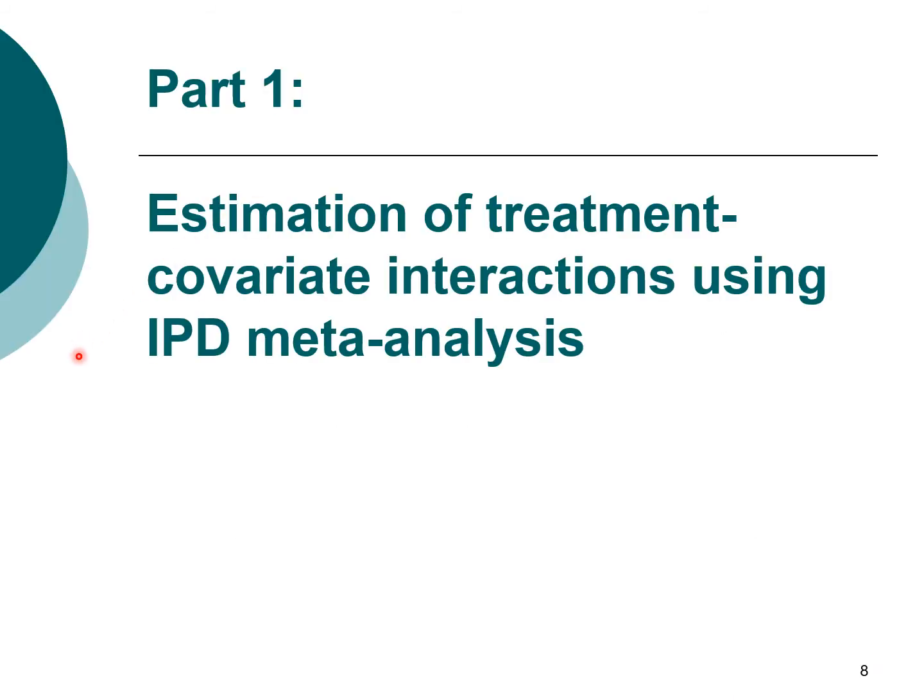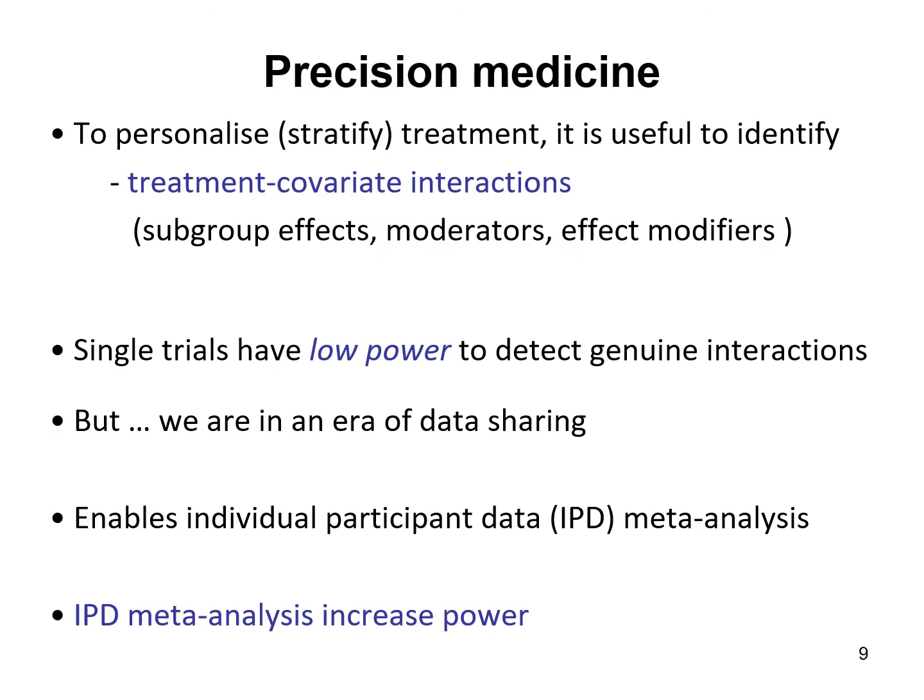Okay, let's focus first of all on treatment covariate interactions. So the idea is that we want to go beyond the overall treatment effect because we think potentially that there could be differences in the treatment effect across participants defined by particular characteristics. So this needs us to look at what are called treatment covariate interactions. So subgroup effects, moderators, effect modifiers. These are different names, but really we're looking at interactions.